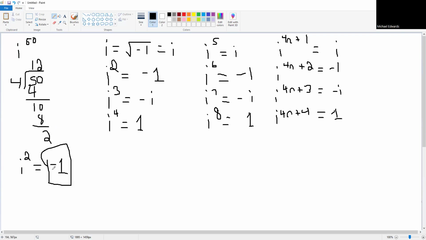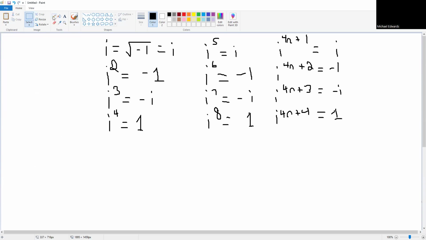Very easy, straightforward problems. Just to make sure you got it, let's go over another one. i to the 9th. In our chart, we don't have a 9, so we have to do the division. 4 will go into 9 twice, with a remainder of 1. And that's i to the first, which is this top one. And this equals just i.